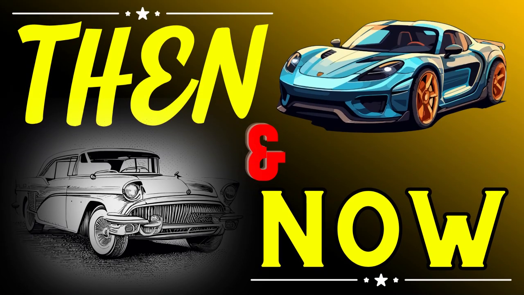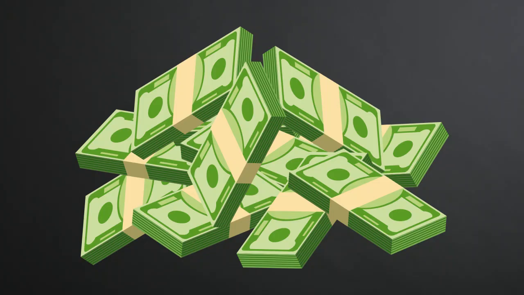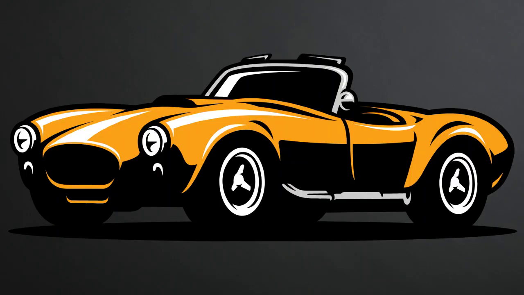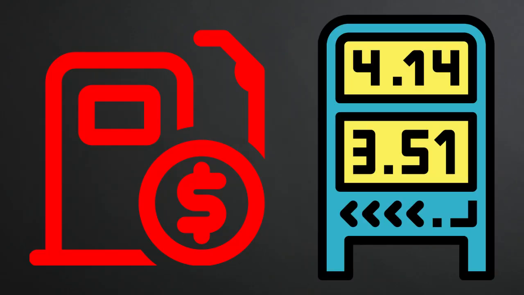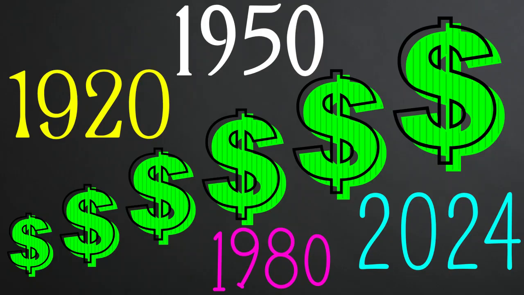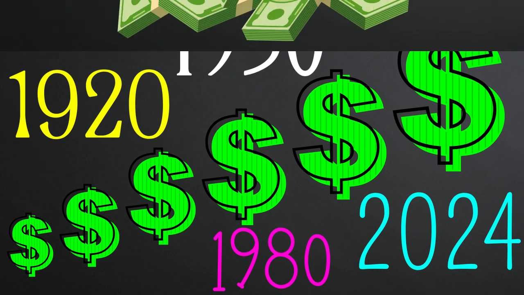Have you ever wondered what the cost of items were back in the day, and how the prices compare to now? In this video, we will take a look at the average household income, average home prices, average cost of a new car, average gas prices, and the cost of several other items through the decades. We will take a look at the years 1920, 1950, 1980, and this year, 2024.